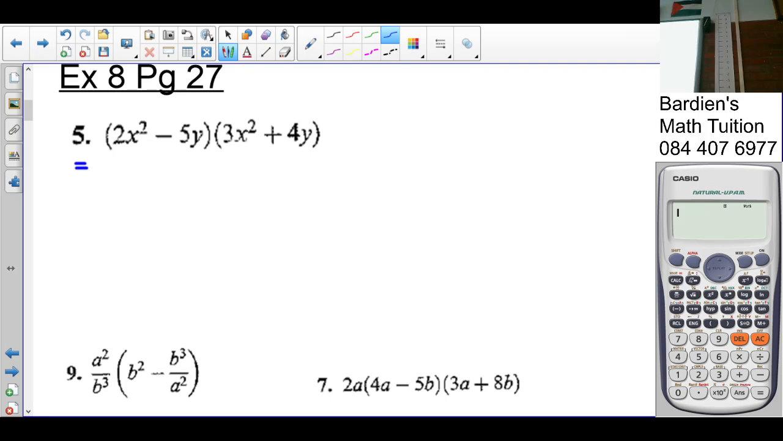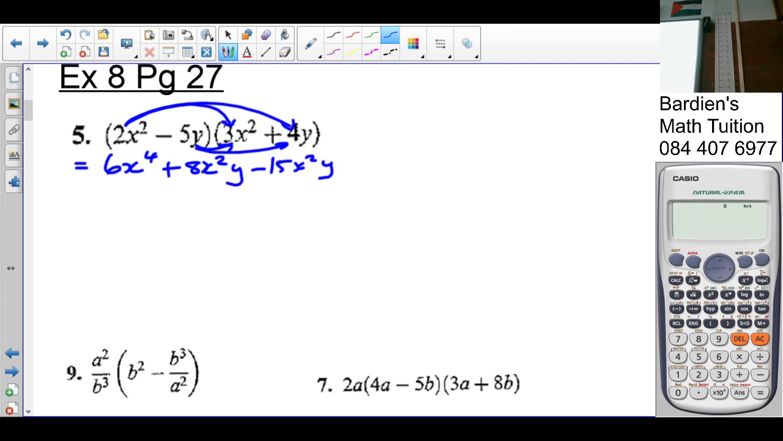So we multiply using the distributive law. Who asked for number 5? Read what you have in your first line. 6x^4, yes? 8x^2y, yes? Minus. How do you get 8? 5 times 3 is 15x^2y. Negative 5y times positive 4y is negative 20y^2.